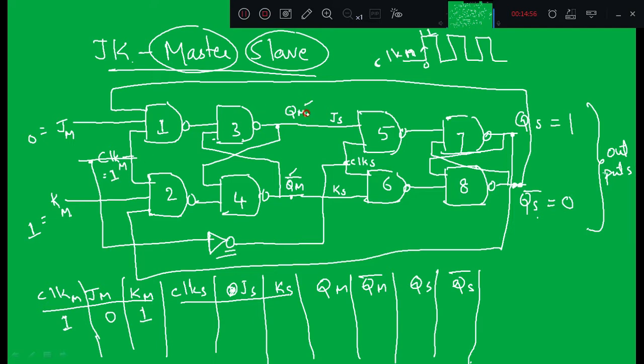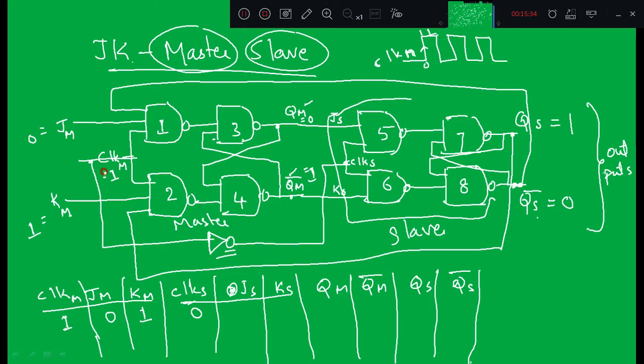So let us say Q1, what is the state of QM? You can assume anything, either 0 1 or 1 0, it's left to you, but I want the final state to change according to the inputs. So now when clock M is equal to 1, clock S will be equal to 0. That means the slave, this part is the slave, is disabled because clock S is 0, and only the master is enabled. So at a time only one flip-flop is enabled, depending on the control input.